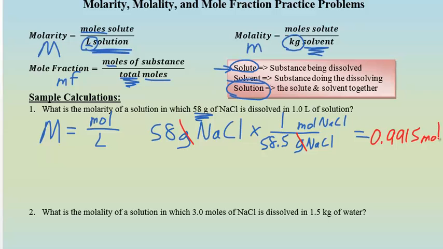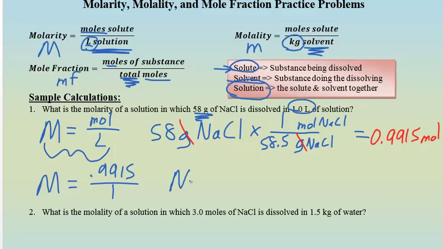0.9915 moles. I'm carrying that out to more decimals than needed for significant figures, just because I'm going to make another calculation. So on to finally using this equation. We now know the number of moles are 0.9915. The liters is given to us in the problem. It tells us we have 1 liter of solution, and so we're solving for that molarity.